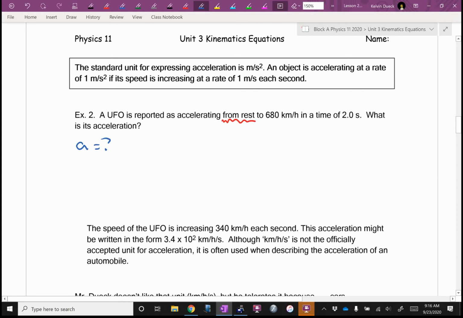Zeno, what does from rest tell me? VI from rest? 0. Okay. What's the 680? Not VI, but VF. Good. But patience. So I'm going to write kilometers per hour, and T equals 2 seconds.